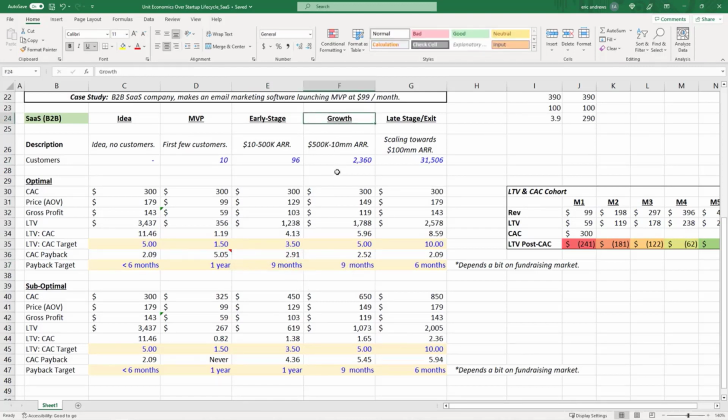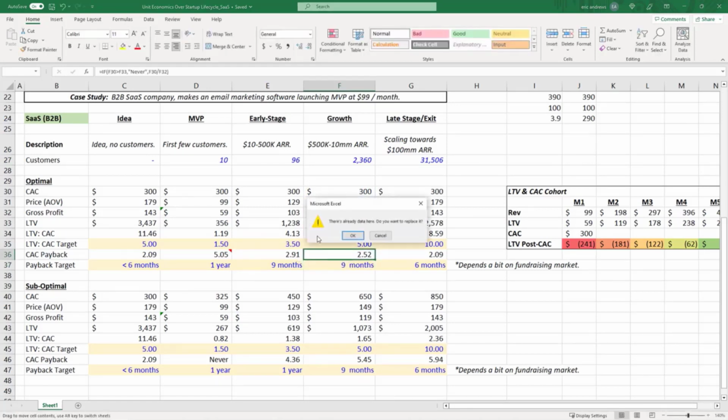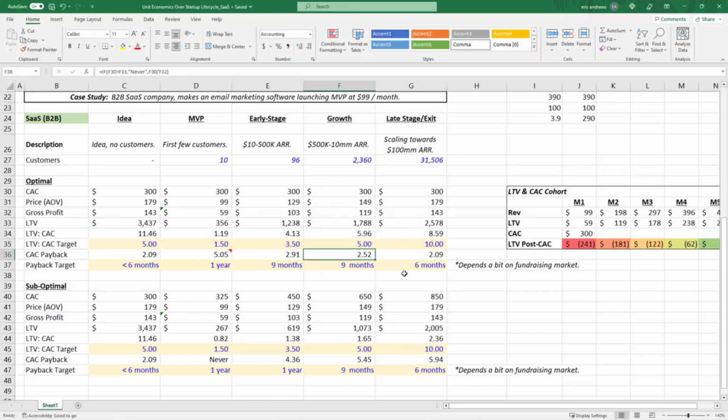Now we're getting into the growth stage. So this is when we need to really start scaling up our business. So we're going from 96 customers to 2,360. So we're saying that our CAC stayed the same. We've now increased our price another $20, and now our customers, instead of staying on for 12 months, they're staying on for 15 months. So our LTV to CAC ratio has increased even more to 6. And so our LTV to CAC target we're saying is 5, and our payback target we're saying is sort of 9 months or less. And in this scenario, we're paying back the CAC in only 3 months.